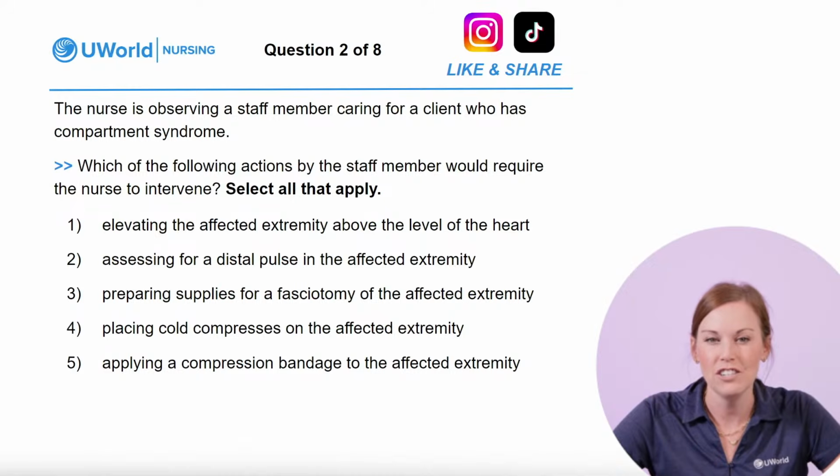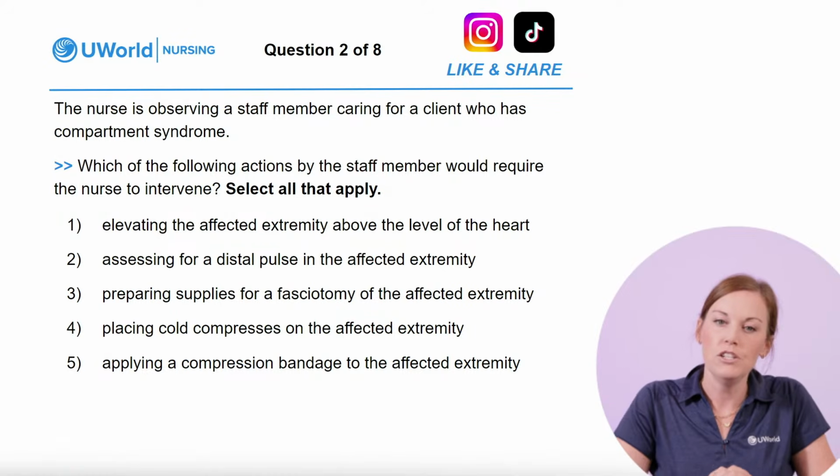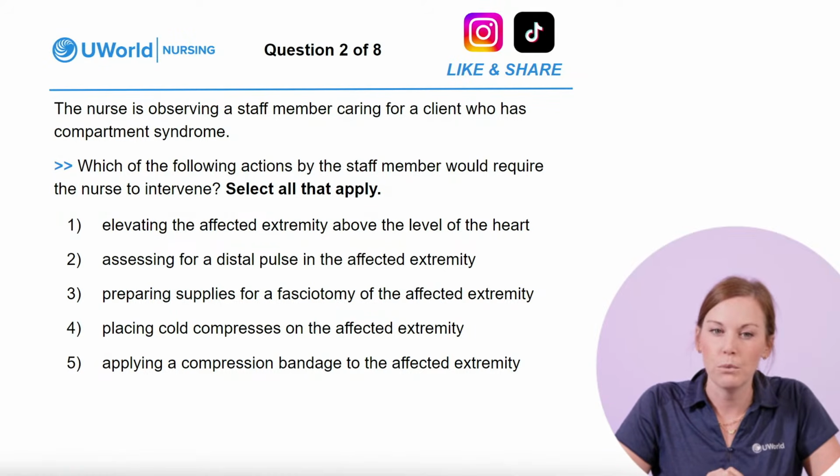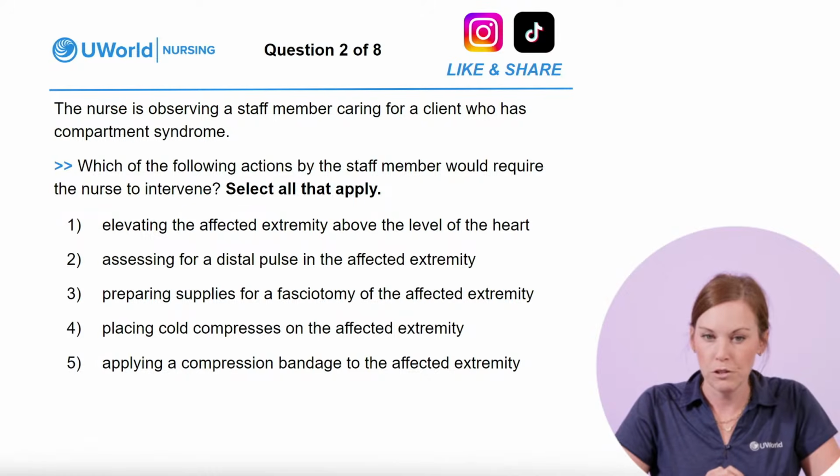All right. Question 2. The nurse is observing a staff member caring for a client who has compartment syndrome. Which of the following actions by the staff member would require the nurse to intervene? Select all that apply. Option 1, elevating the affected extremity above the level of the heart.